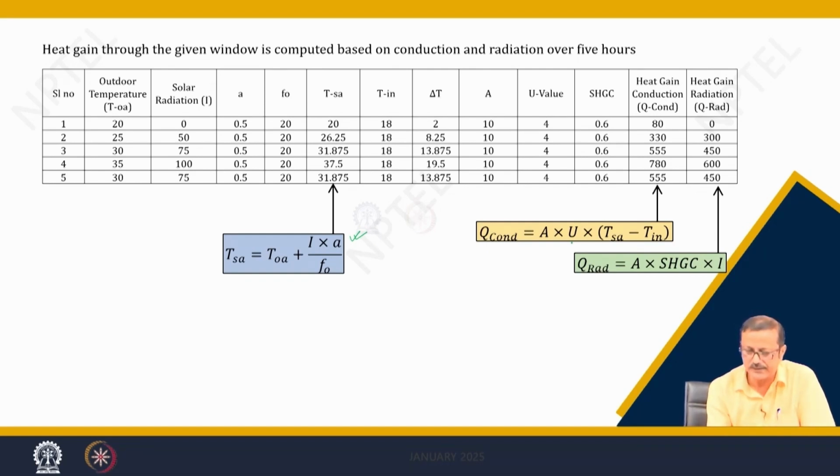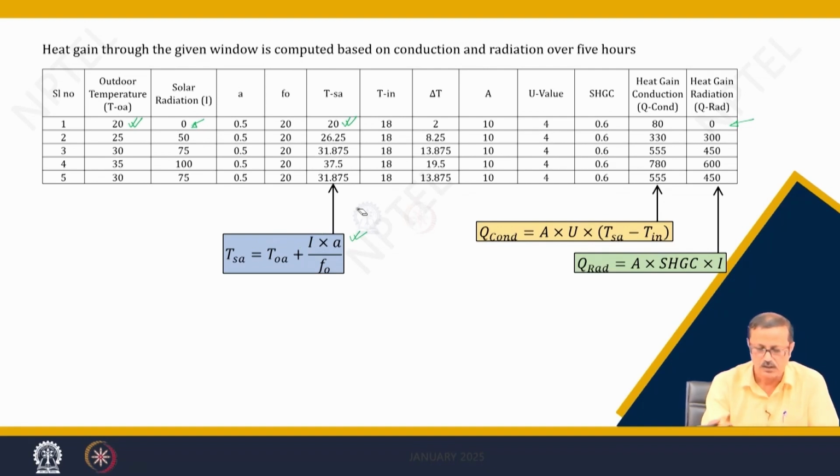I also calculated the radiative heat gain from the area of the window, the SHGC of the window, and the corresponding I value of those 5 hours. So, you see, the first hour the radiative heat gain is 0. Why? Because the radiation I value is 0. The first hour, as the I value is 0, the outside temperature becomes the solar air temperature, because the I value is 0 in that case.